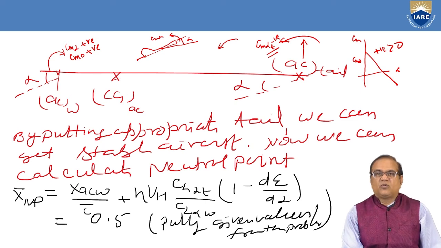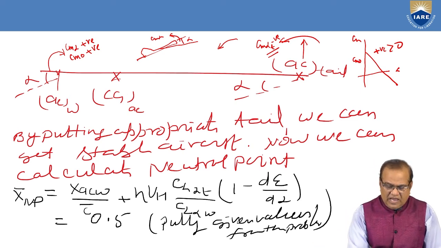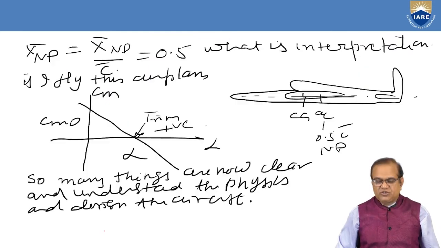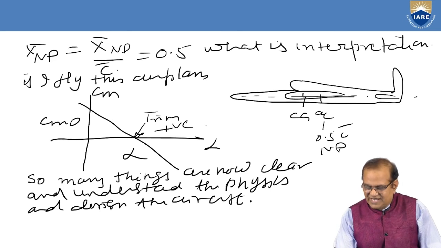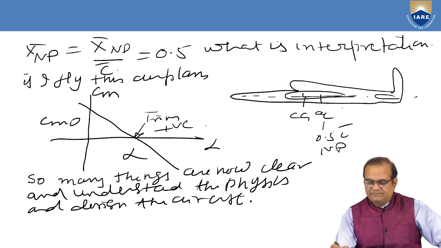Assume you got the 0.5. Assume by putting all this value, you got x and p is equal to 0.5. So what is the meaning of 0.5? So just I am explaining here.